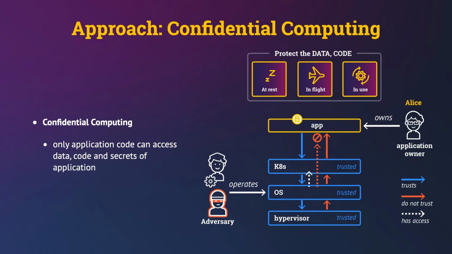What we use here is confidential computing. We can protect the application from accesses from the operating system, the hypervisor, any other software, as well as hardware, so you cannot access the application via DMA. What we need, of course, is some support by the CPU, and I get to that point in a sec. In summary, confidential computing ensures that only the application code can access the memory of the application. What we want to achieve is that all the data, code, and secrets that our application has at rest, in flight, and in use is protected from all the other software.